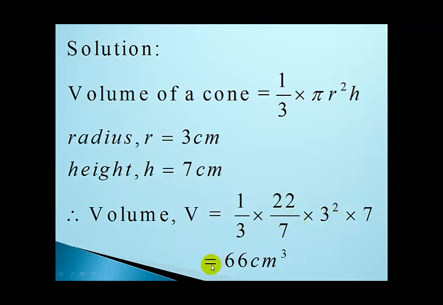And the answer is 66 centimeters cube. That's when we multiply 1/3 by 22/7 times 3 square times 7. That's the volume of the cone: 66 centimeters cube.